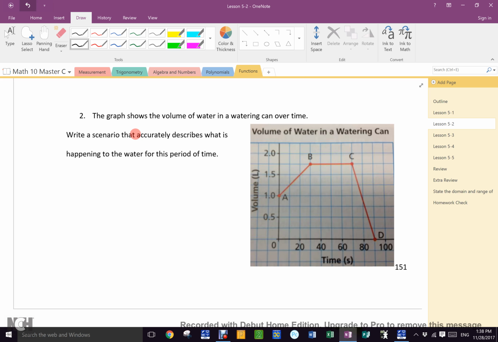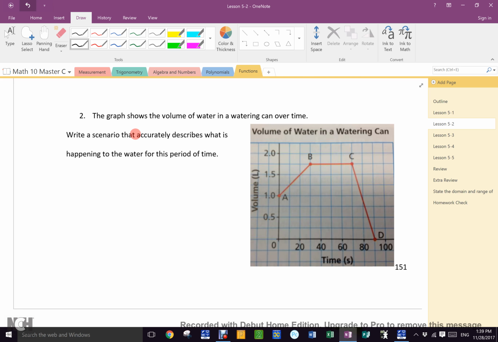Who would like to volunteer their story? Go ahead, Jashin. So, she picks up a water can with water in it, and then she walks to the flowers, and then pours it all on the flowers. So she picks it up, there's already like 1 liter in it. Okay. So she fills it up. And then she walks to the plants. Okay. So that's the time going by, and she dumps it all on the flowers. Excellently done.